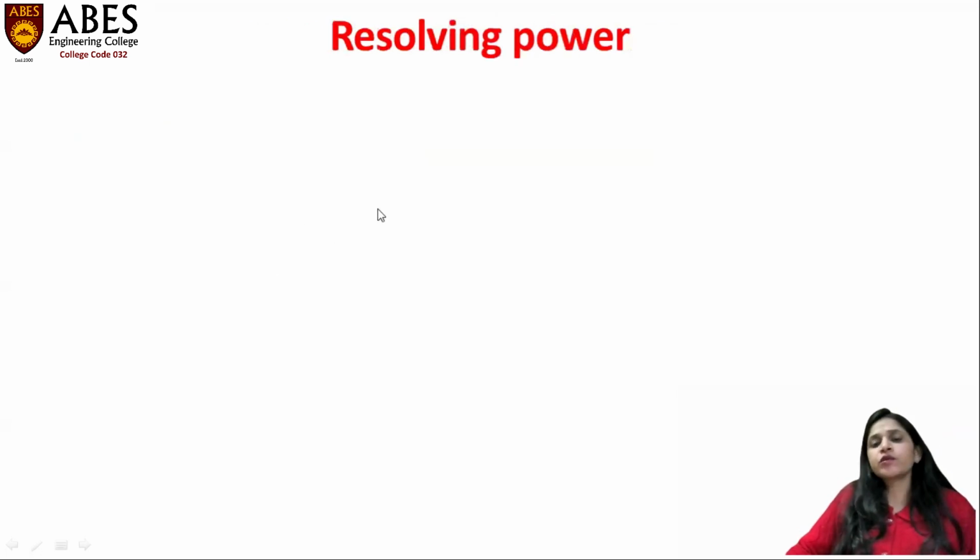So why are we talking about resolving power? Because, as already discussed in diffraction grating, there is a formation of VIBGYOR. If we are able to see all the VIBGYOR colors, violet, indigo to red, separately, it means that the instrument is resolving those maxima very well. Otherwise we would have just seen an illumination sort of.